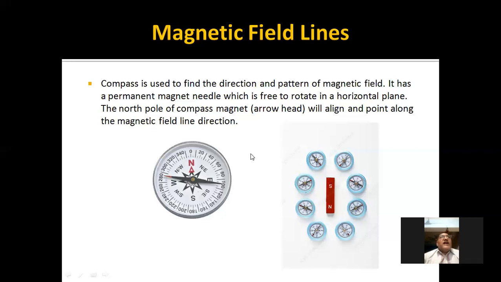So the magnetic compass will always align itself according to the magnetic field lines there. Wherever this red tip of the magnetic compass is pointing, it is actually telling you that the magnetic lines which are flowing from here are going in this direction. So the needle of the magnetic compass always aligns itself with the magnetic lines in that area.